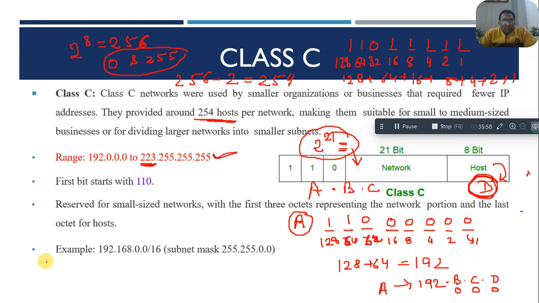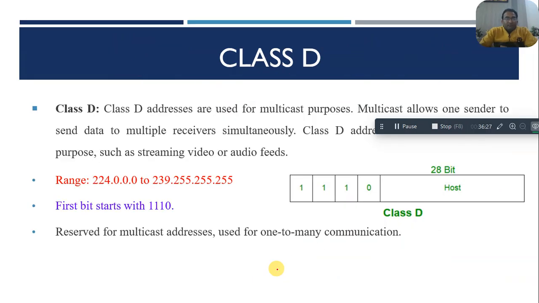Example: 192.168.0.0 with a subnet of... this is wrong, the default subnet for class C will be 255.255.255.0. Okay, the default subnet mask will be 255.255.255.0. Now the second last class, that is class D.